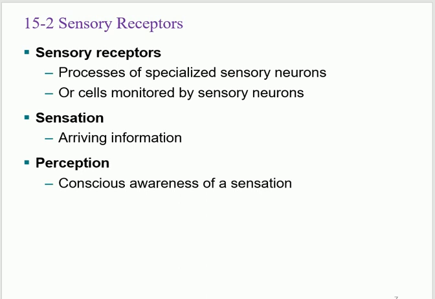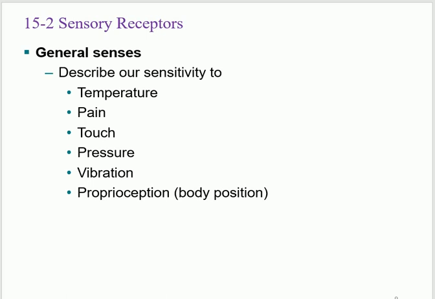So starting with the sensory part, we have the sensory receptors. These are the receptors that receive the sensation. What is sensation? Sensation is just arriving information. You're not aware of it yet. Just arriving. This is called sensation. Perception, on the other hand, is another term that is the conscious awareness. So we need to know this difference, sensation and perception.